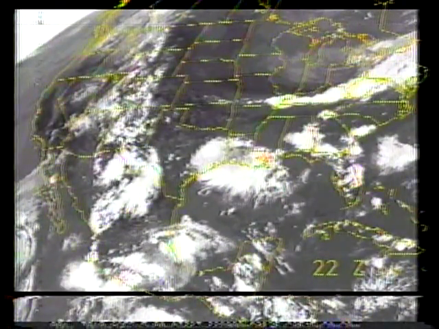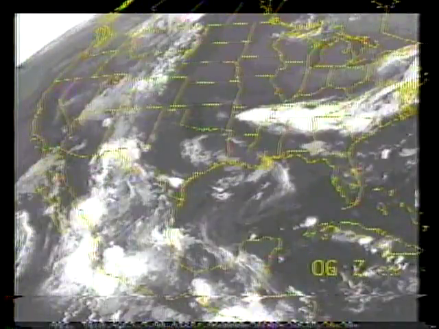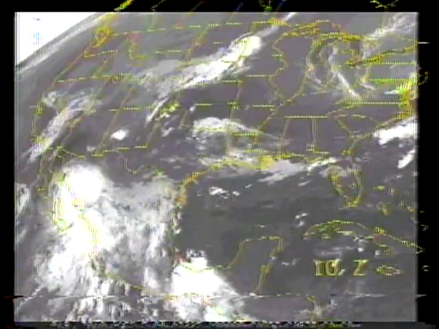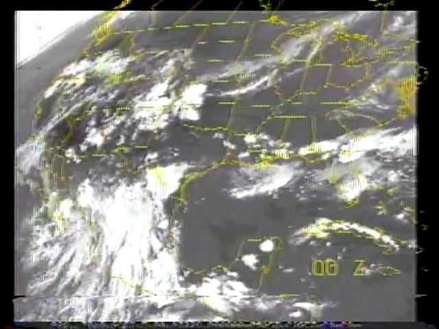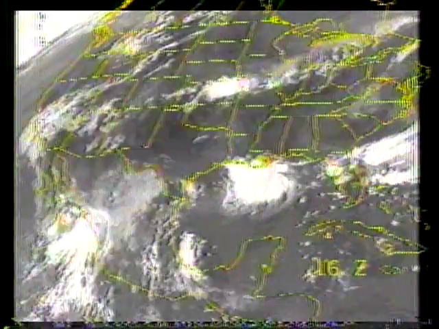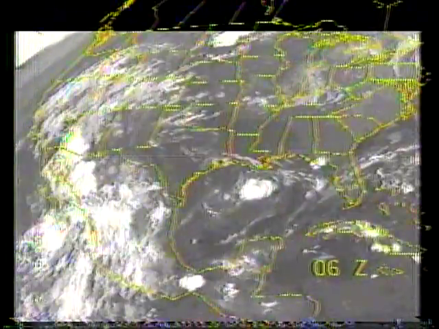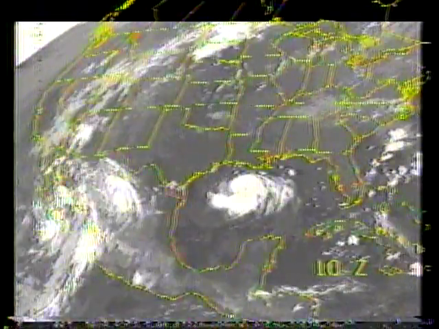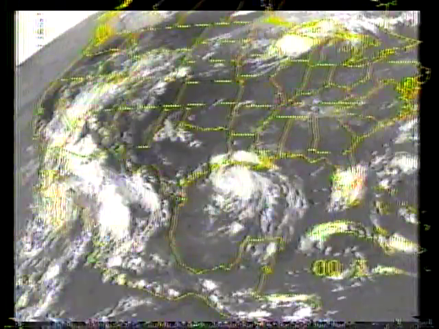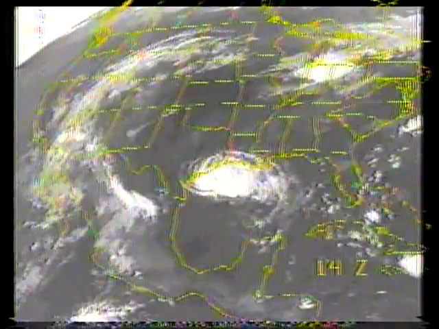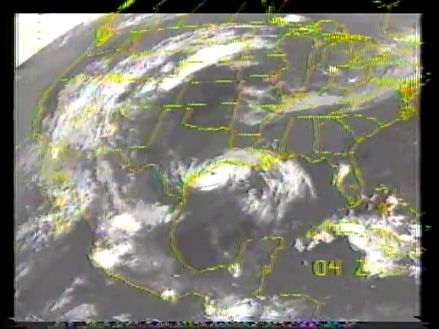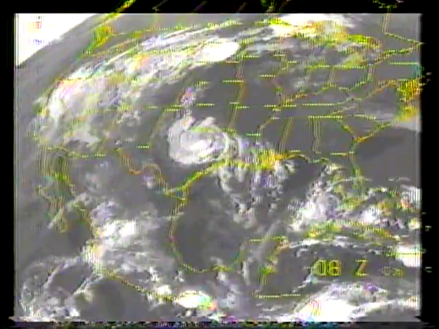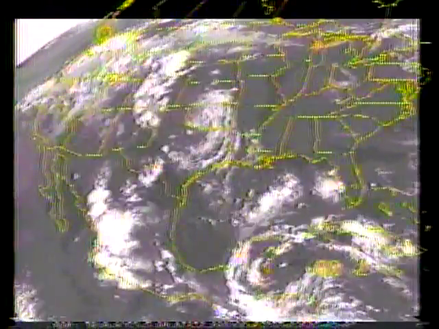As the images are sequenced again, this time at a faster rate, note the strong upper-level divergence over the developing cyclone as indicated by the cirrus cloud motions. An expansive anticyclonic circulation over the southeastern United States is also clearly evident. This feature persisted throughout the period and was the primary steering mechanism for Alicia throughout its lifetime.